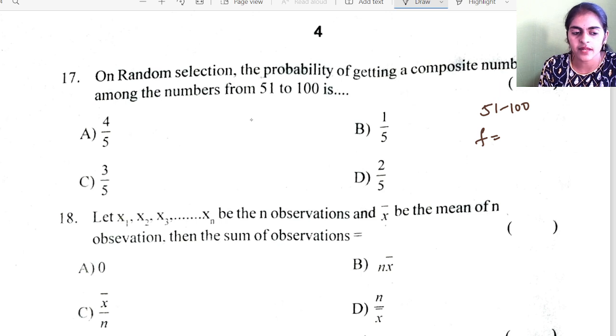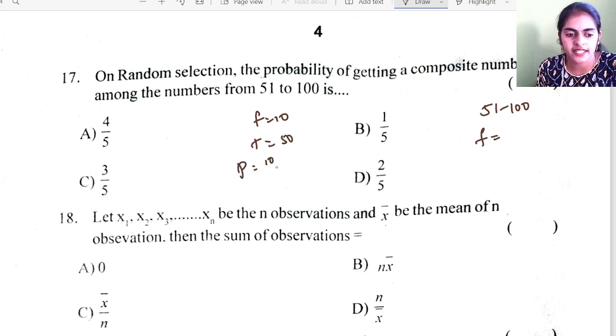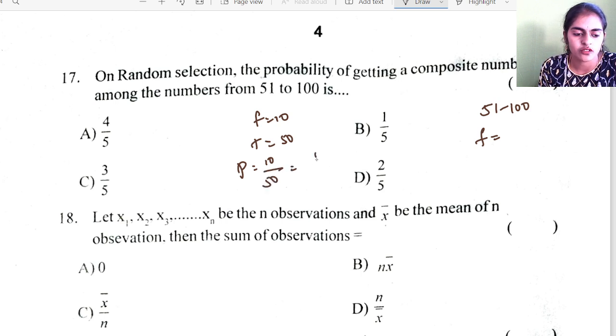So 10 prime numbers I'm able to get. The total is 50, from 51 to 100, and the probability is nothing but 10 upon 50. So you get 1 upon 5. So option B is correct.